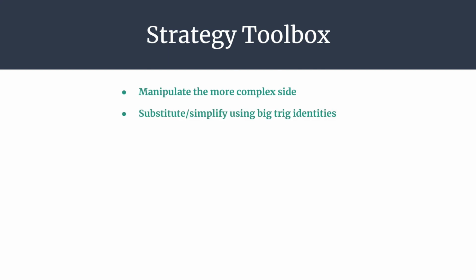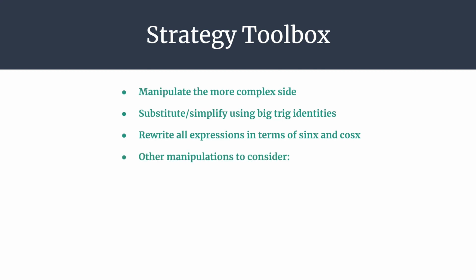Okay, second, substitute and simplify using your big trig identities. So I'll post a link to that video in the video description. I go through a lot of the big trig identities that'll be useful. You really want to know these well so that you start to see them as soon as you look at the problem, and they'll be candidates for replacement to help you get to where you want to be. Another strategy that can work really well is to rewrite all your expressions in terms of sine and cosine, and that can help you see where you want to go and make your verification.